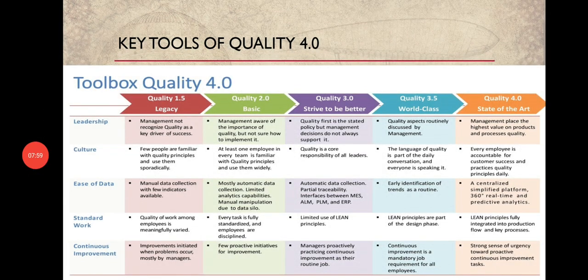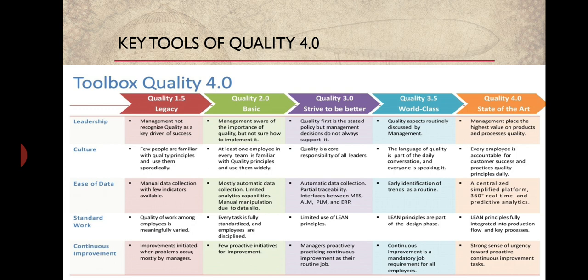There are five main topics that quality should be maintained on: leadership, culture, ease of data, standard work, and continuous improvement. These are the five things that an industry should follow for effective quality maintenance. When coming to Quality 1.5, these points increase as the era of quality changes. For example, in Quality 1.5, when we see the leadership, management did not recognize quality as a lead driver of success. They knew that quality was there, but they did not know the importance of quality, and they neglected it.